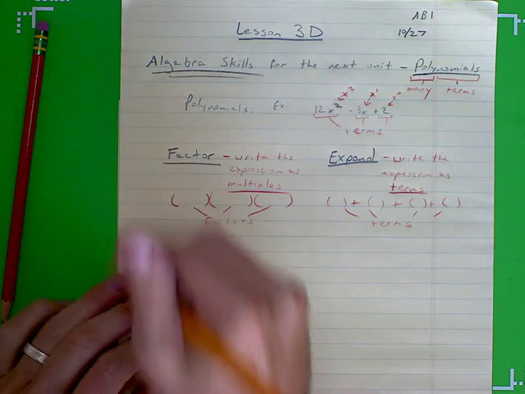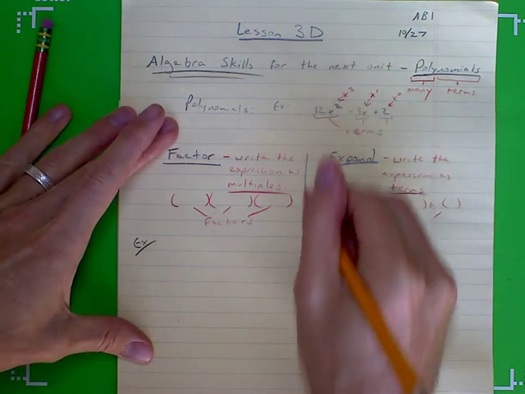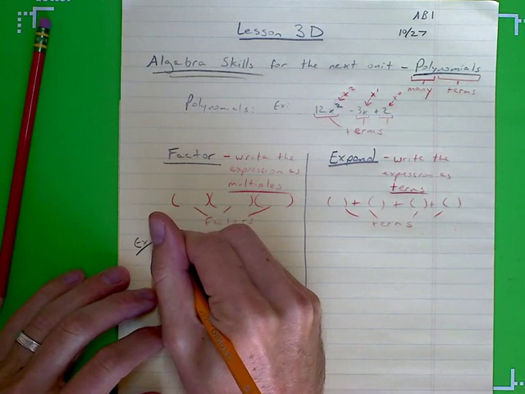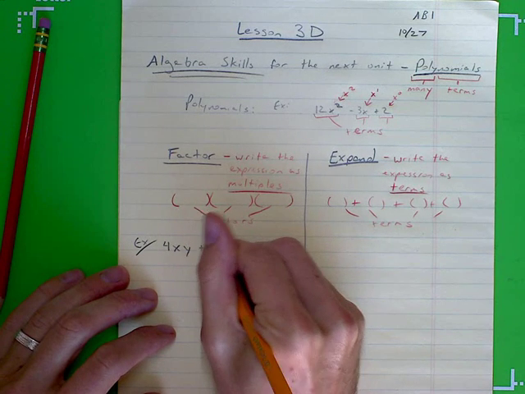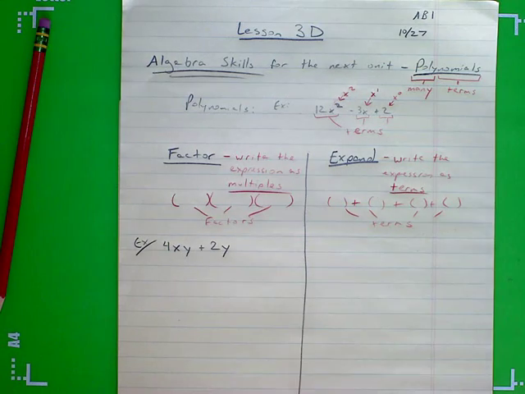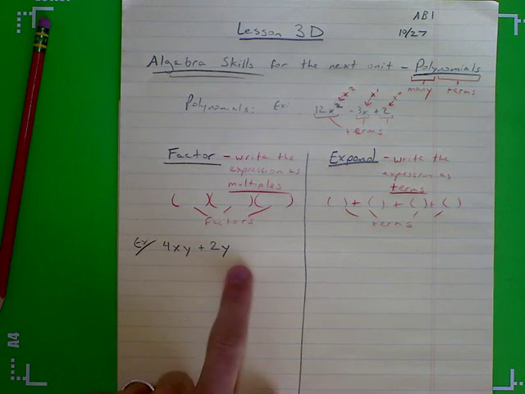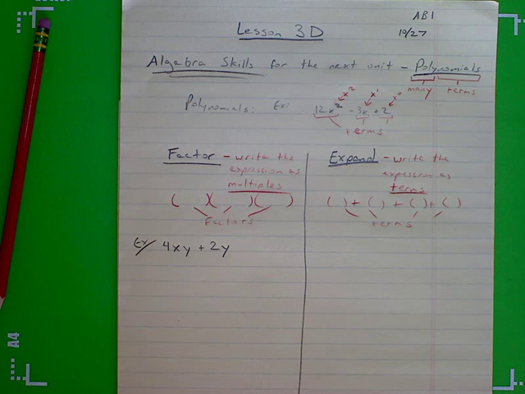So let's say I have, and I'm going to put it in this column. That means I want to factor it. Let's say I have something like 4xy plus 2y. Now the first thing I want to point out, this is not an equation. There's no equal sign. There's another important math word to understand. It's not an equation. We're not solving for anything. We just want to factor it.